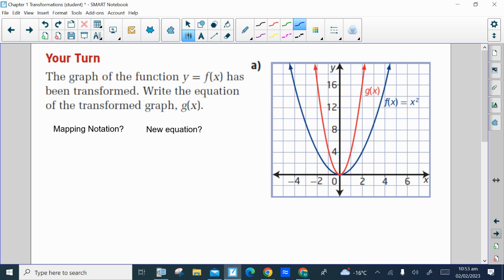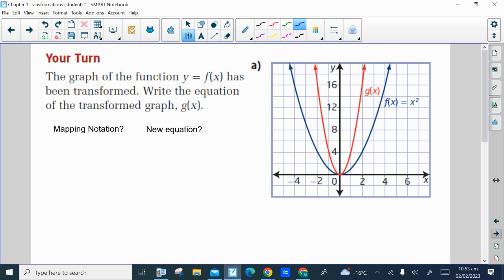So in this case, our original function is f at x equals x squared. We want to go to g at x. And because the invariant point is both the x and the y-intercept, we can actually write it two different ways. One of them being with a vertical stretch, the other being a horizontal stretch. So there's a couple different ways we can do this.